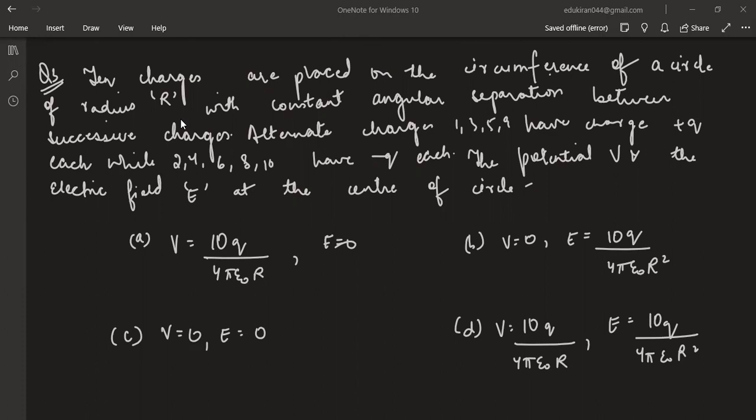Ma'am, we won't have to add all the values to check if V is equal to 0, right? Even if you do it, since 10 charges are given, you can take time for that. But it can happen that more than 10 are given: 50, 100, 1000, then what will you do? So you cannot add all the charges and subtract all the charges. So just apply one single trick that I'll tell you.